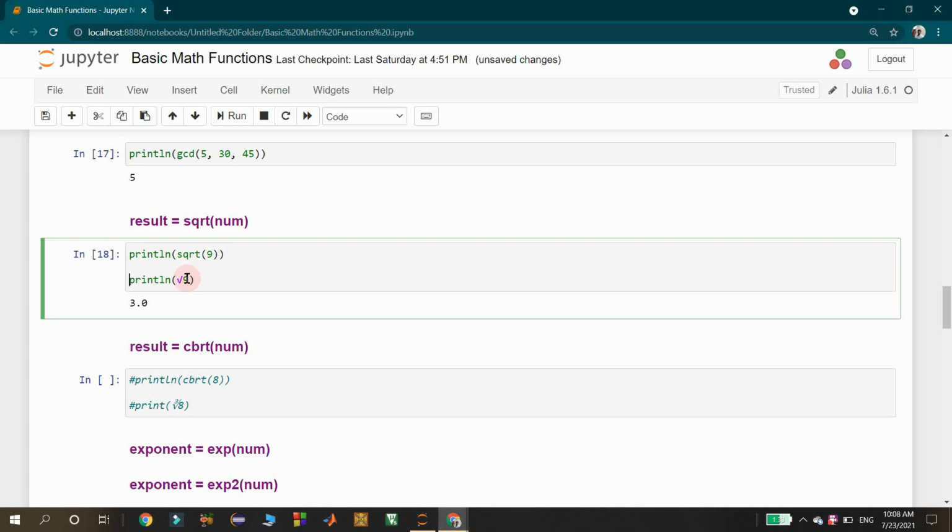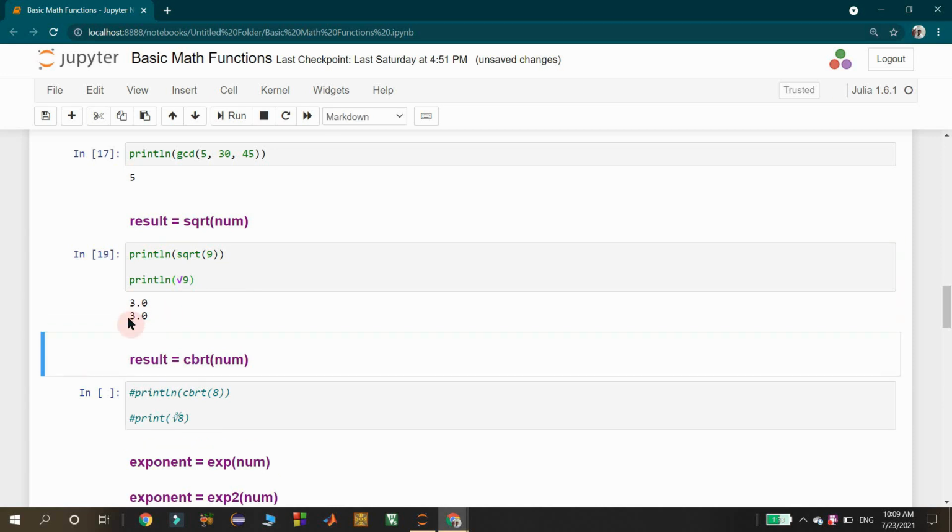Then how do we get that square root symbol to perform the square root of the given number? Let me show that. To get the square root symbol, use the escape character backslash, then type sqrt on the keyboard and press tab. Then you will get a square root symbol, and then I am giving 9 as the input for that. If I run this cell, again I got 3.